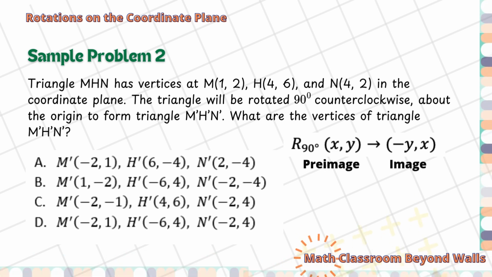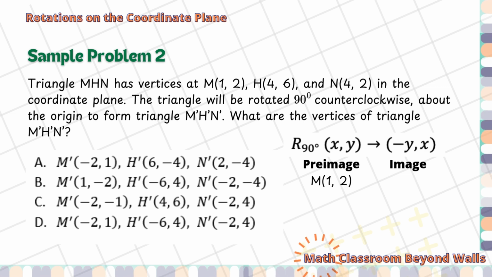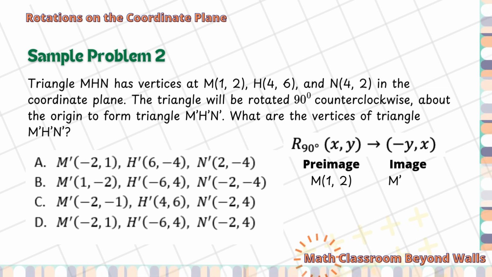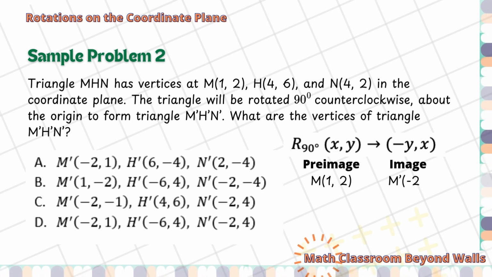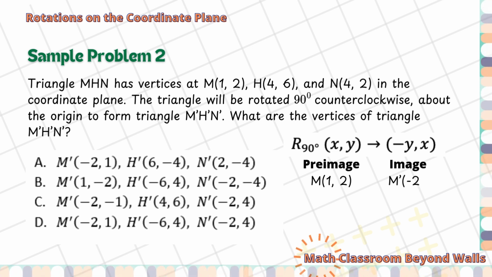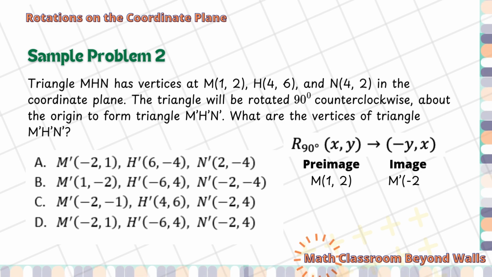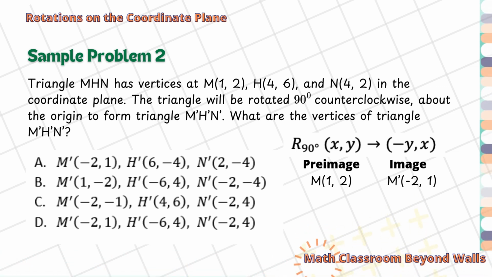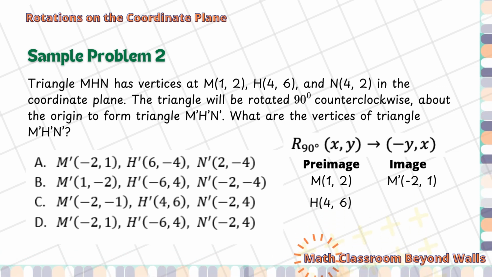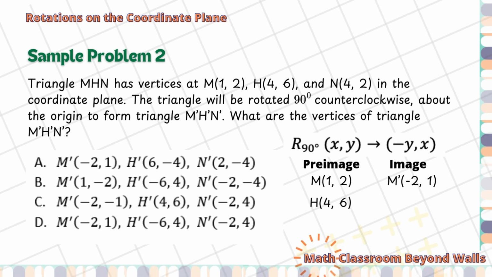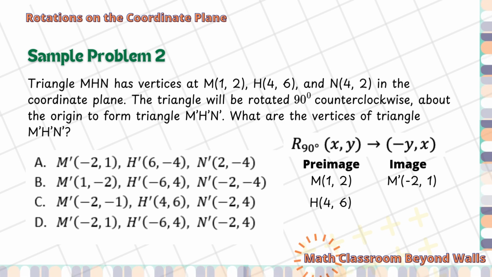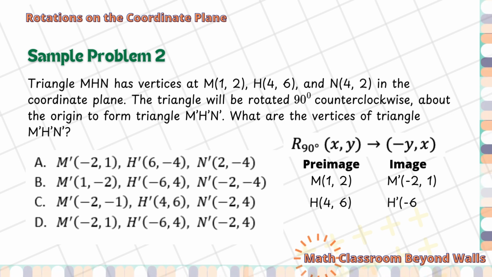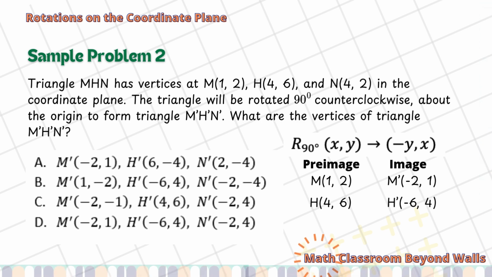Let's go. On M, we have (1, 2). Applying the rule, the x-coordinate of M prime will now be negative 2, while the y-coordinate of M prime will now be 1. On H, we have (4, 6). Applying the rule, the x-coordinate of H prime will now be negative 6, while the y-coordinate of H prime will now be 4.